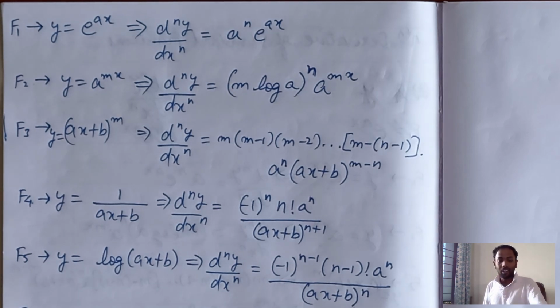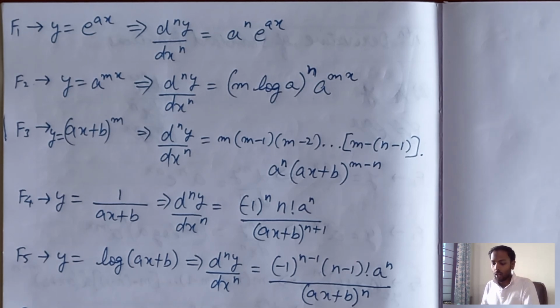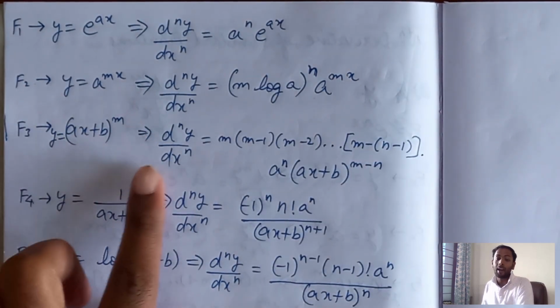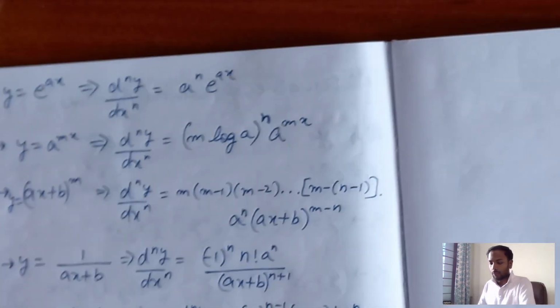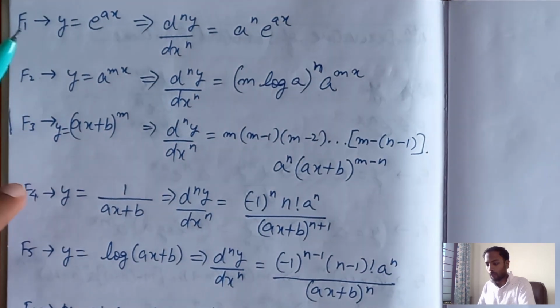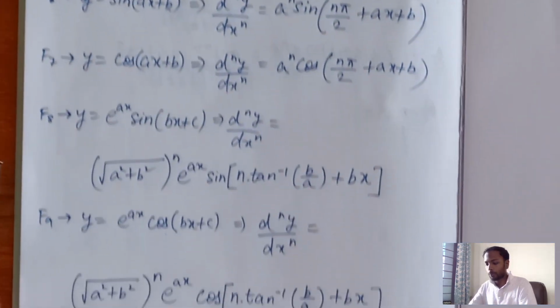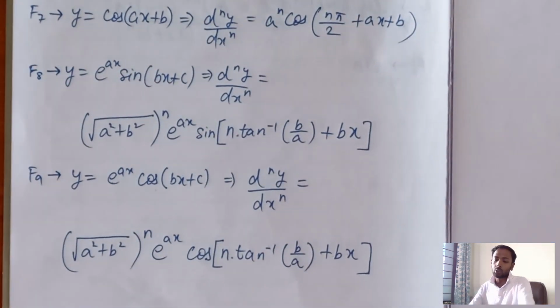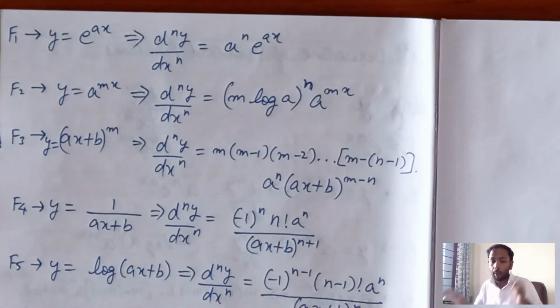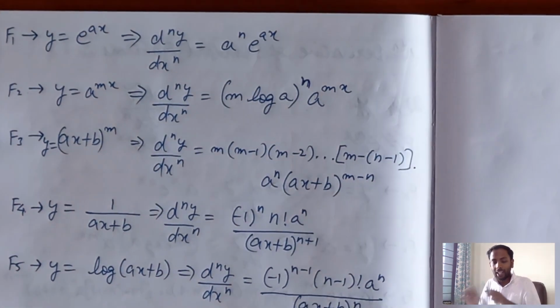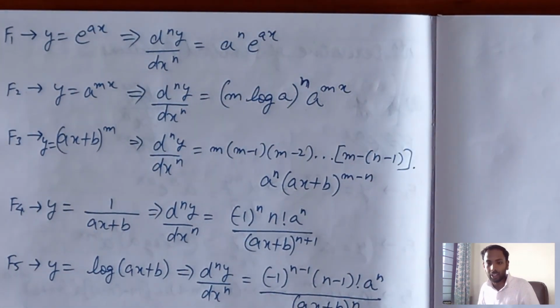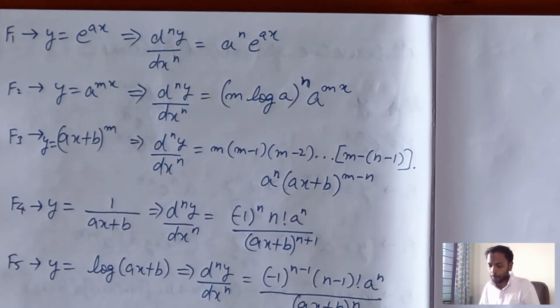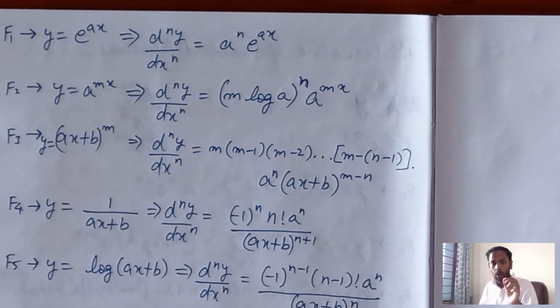Hello everybody. In order to solve any question regarding the nth order derivative of a given standard function, these 9 formulas are the mandatory ones. This is the first formula, second formula, third formula, fourth formula, all the way up to ninth formula. So it's only these 9 formulas that you must memorize in order to solve any question regarding nth order derivative of standard functions. So let's see one by one.